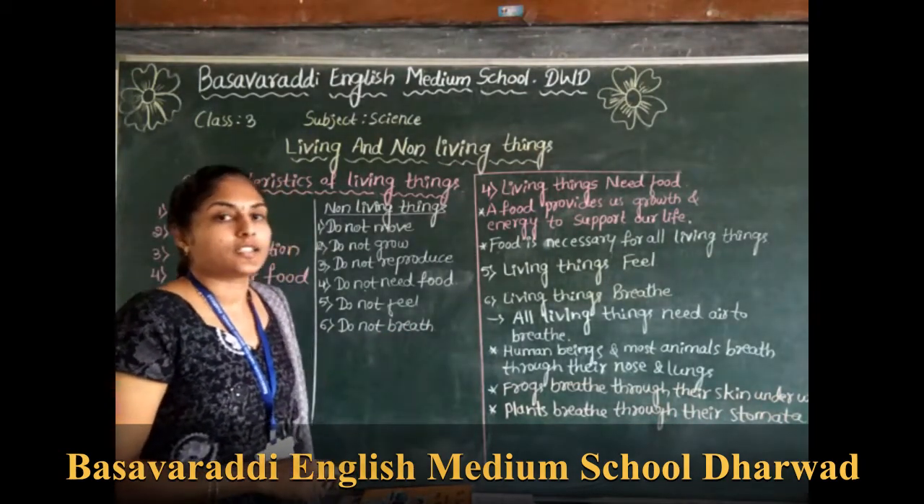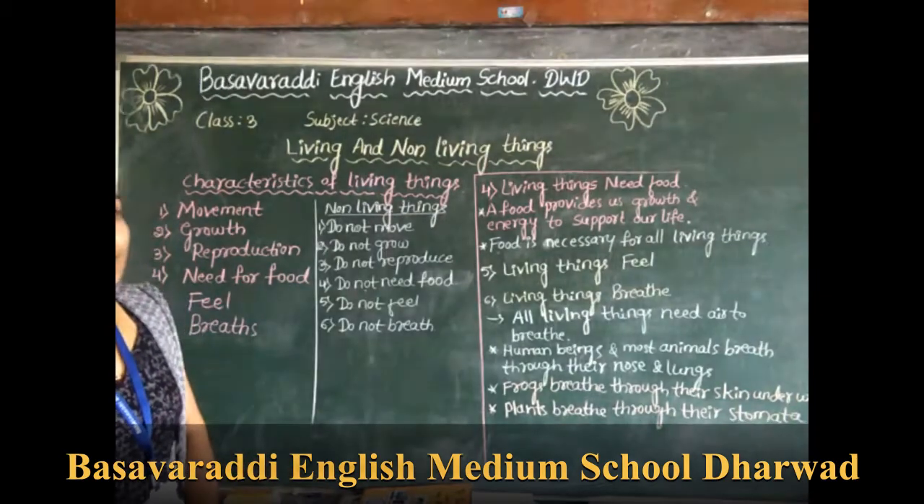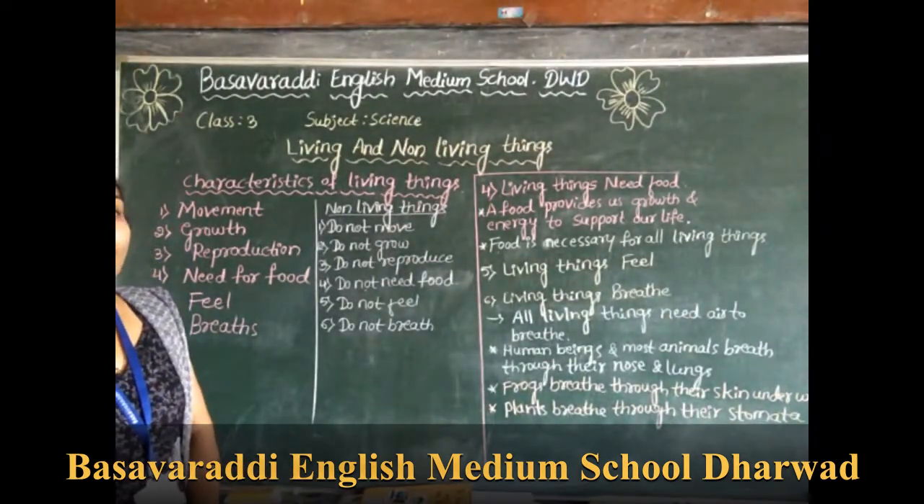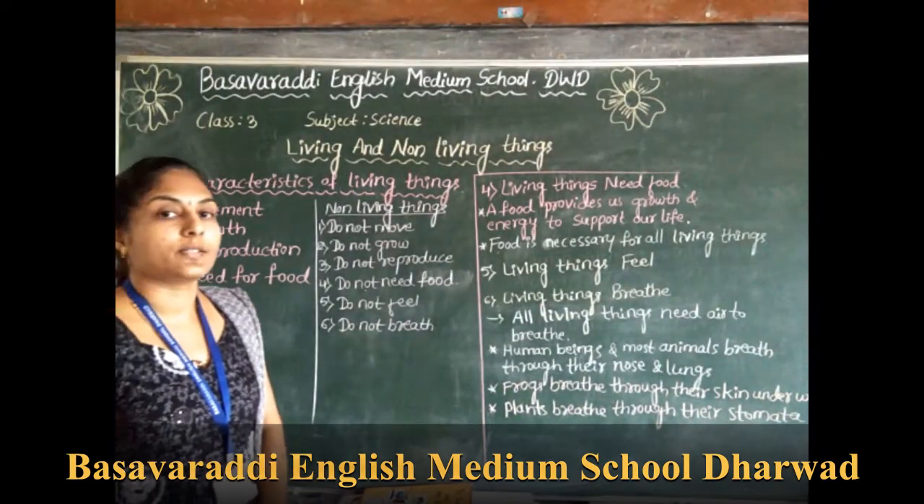These are the characteristics that distinguish between living things and non-living things.